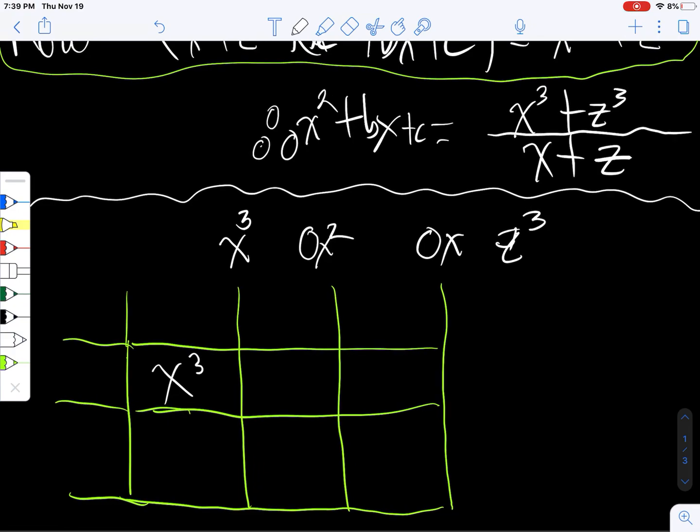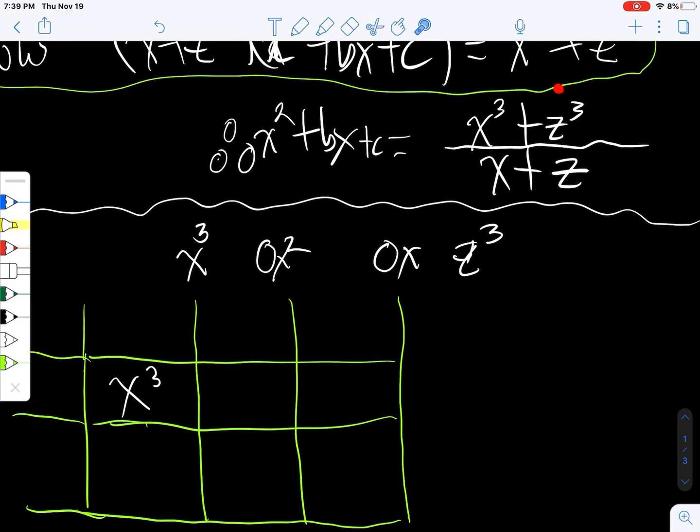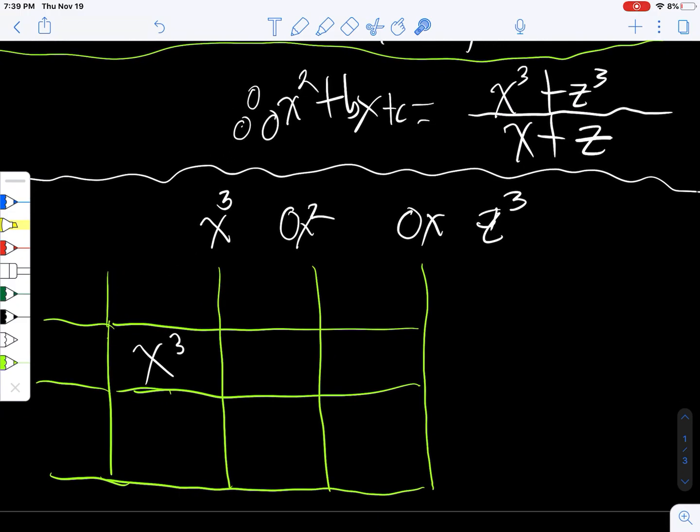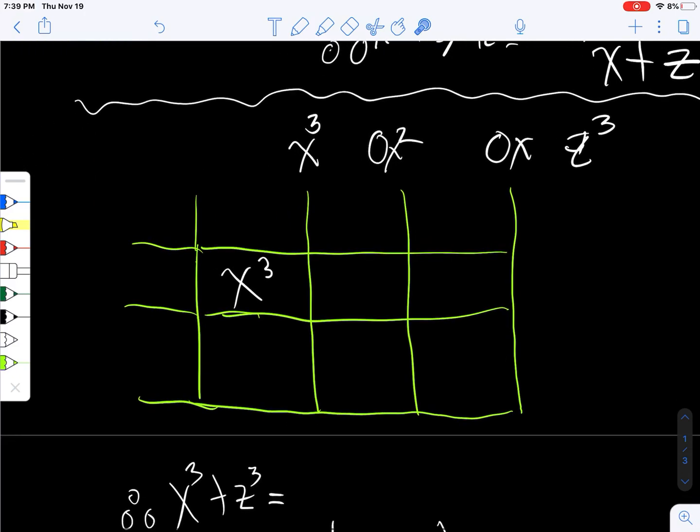So the numerator, the actual function, is our polynomial we're dividing. That has x cubed, but it also has 0x squared, 0x, and z cubed. Remember that we need the zeros there for place value. We definitely need the zeros for place value. So now let's go through the process that we always go through. If we bring this to here, then what we've got is the x cubed. That x cubed comes there, and now we start working through it.